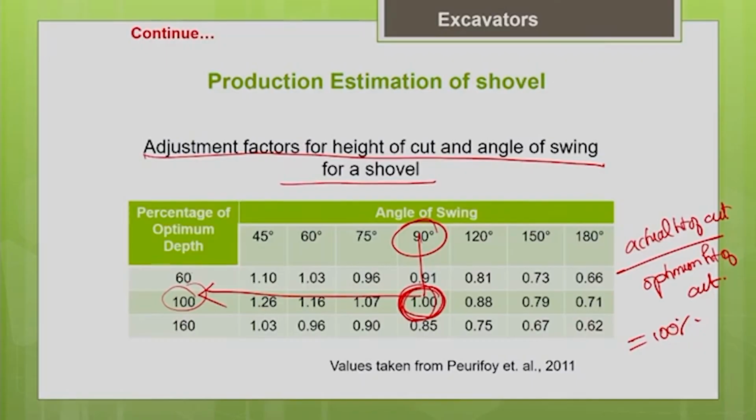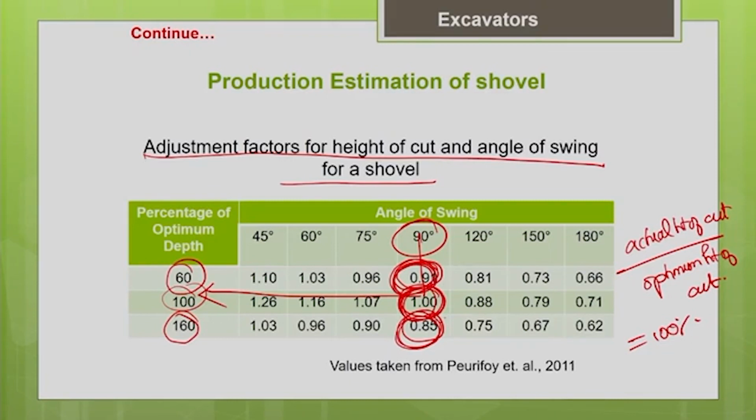Say you are going to do the cutting operation, and the height of cut is lesser than the optimum height of cut, say it is only 60% of the optimum height of cut. You can see you have to apply this correction factor. Similarly, when it is 160%, you also have to apply this correction factor. The thing to note is that when the height of cut is less, the correction factor is also less, which means the productivity is going to be reduced. When the height of cut is more, your correction factor is also less, and the productivity is going to be less.